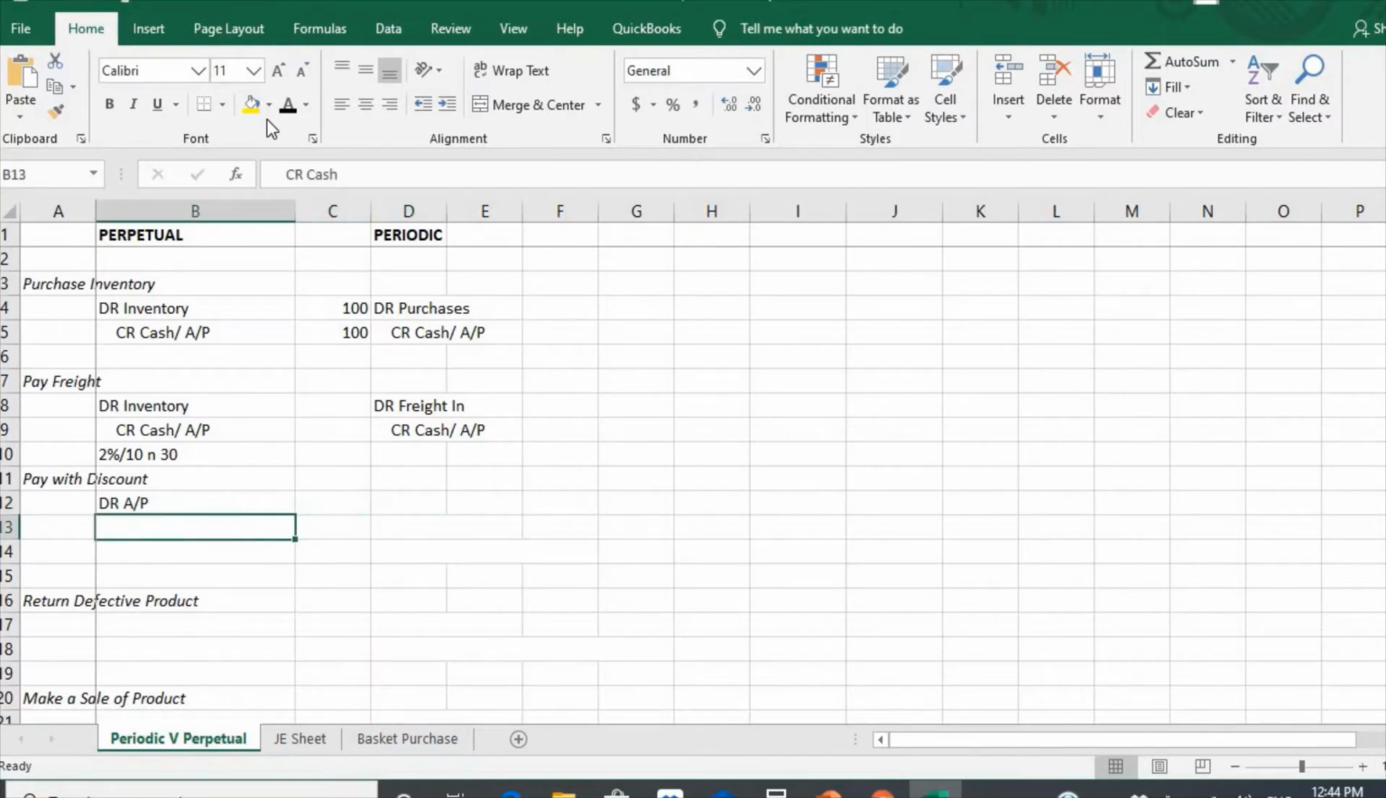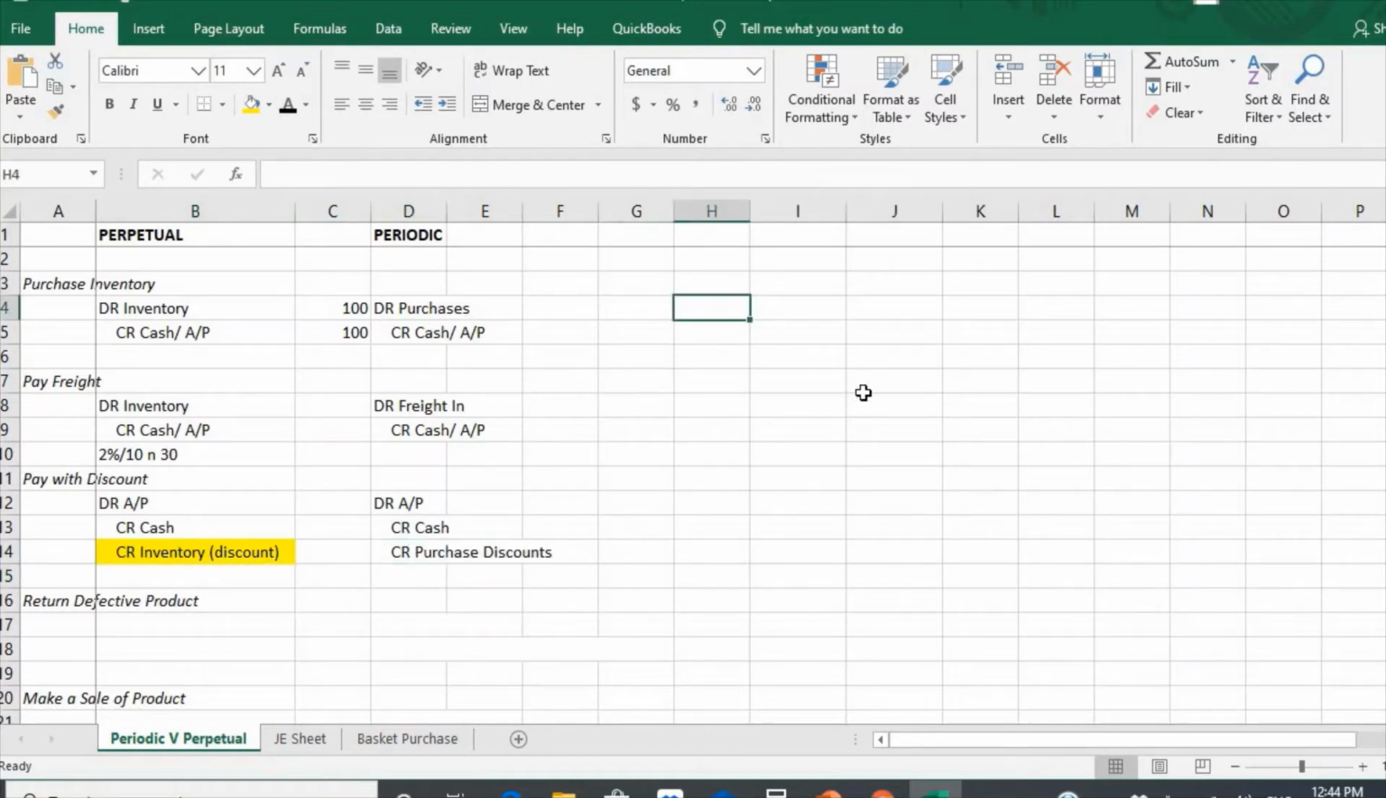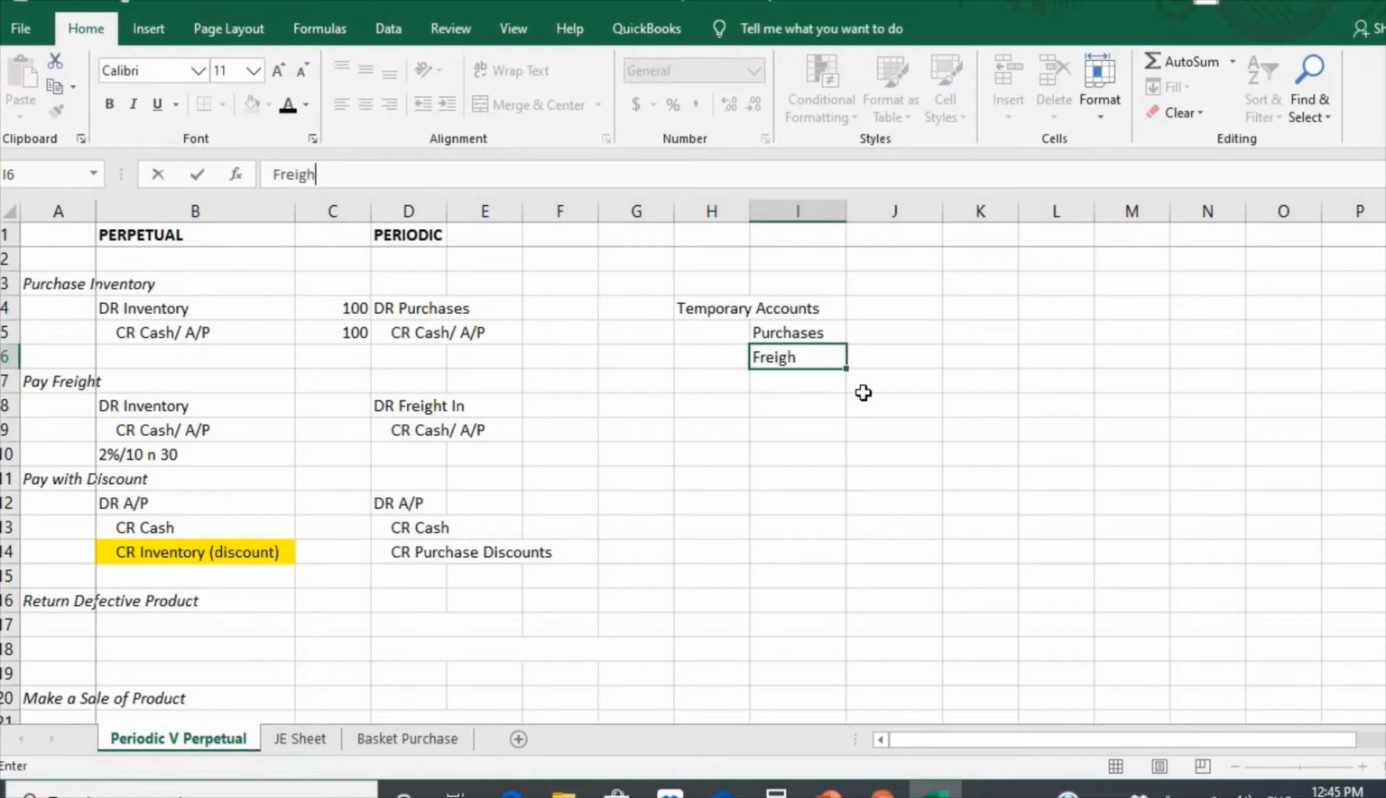Now, under the periodic system, we're doing a similar entry. We're still going to debit accounts payable and credit cash for the amount that's paid, but that credit to inventory can't happen. So instead, we create another temporary account called purchase discounts. So if we wanted to sum it up right now, the temporary accounts that we have created so far are purchases, freight in, and purchase discounts.